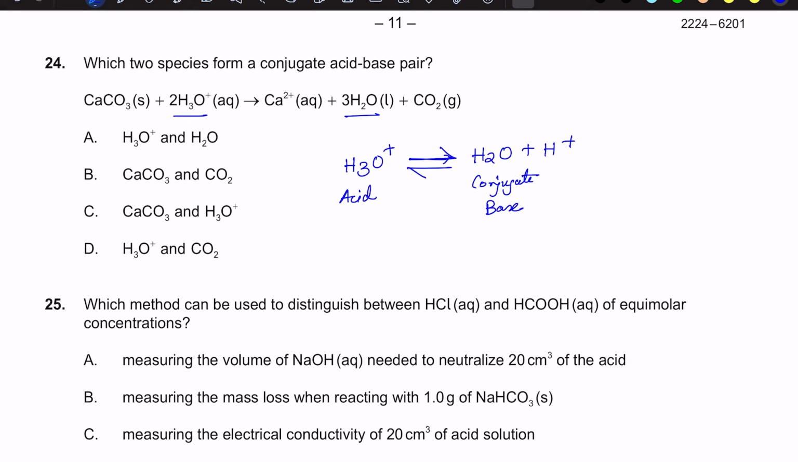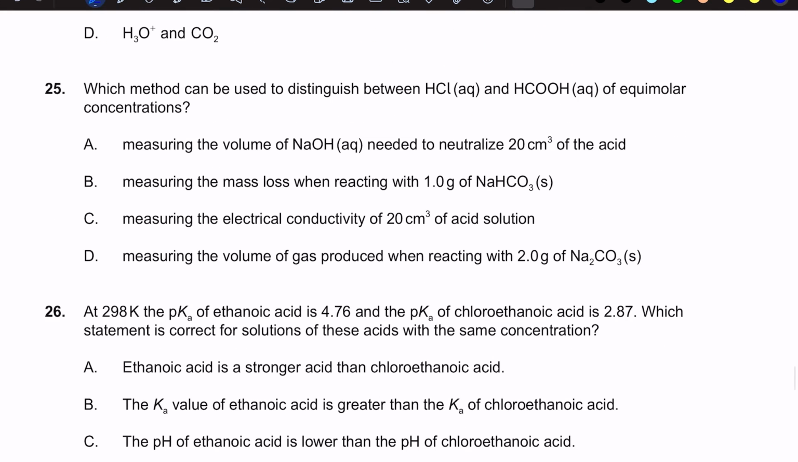Right? So H3O plus H2 is the right answer. Now, which methods can be used to distinguish between HCl and HCOOH of equimolar concentrations? So this is pretty straightforward. The answer will be option C.